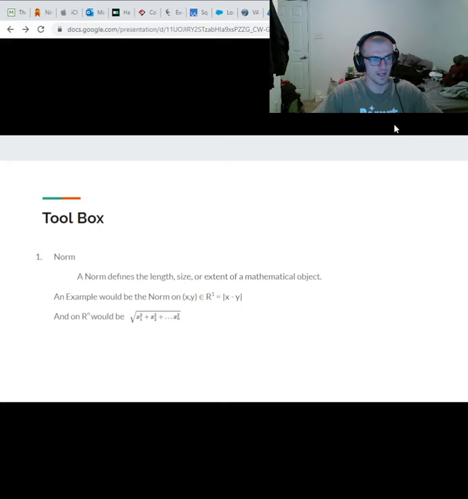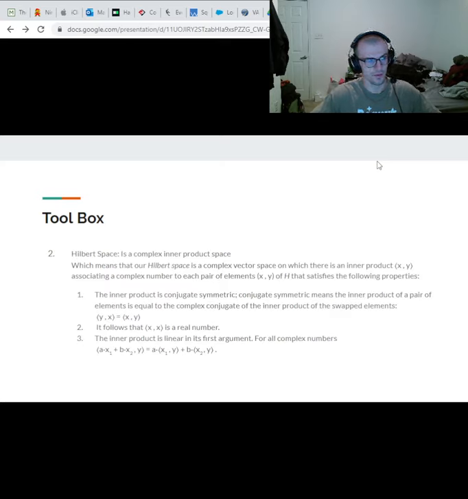And then on Rn, it's that Pythagorean theorem that we all know and love from Calc 3. You can choose a different norm for different spaces, and a single space can have multiple norms that are valid.